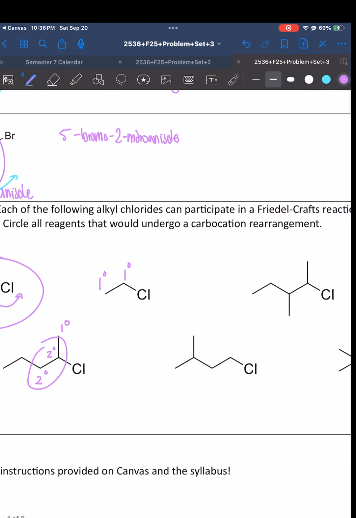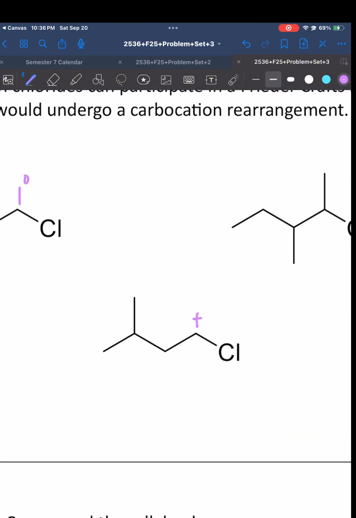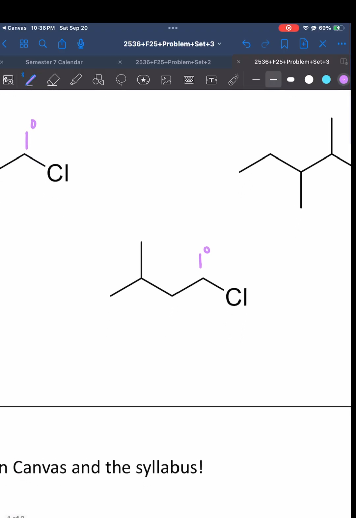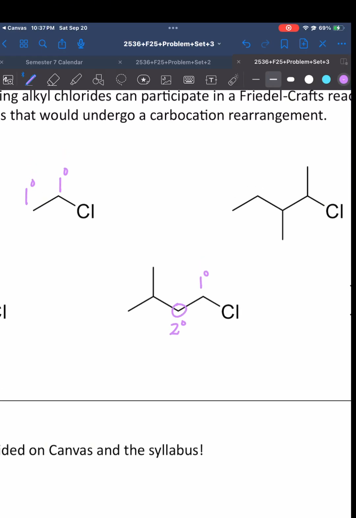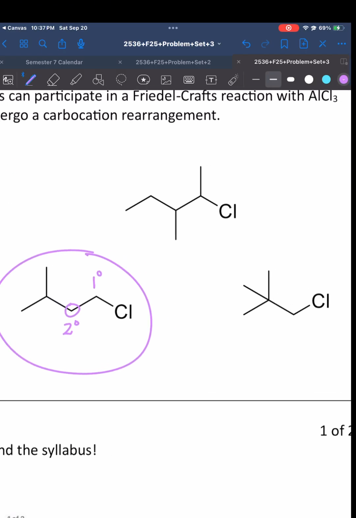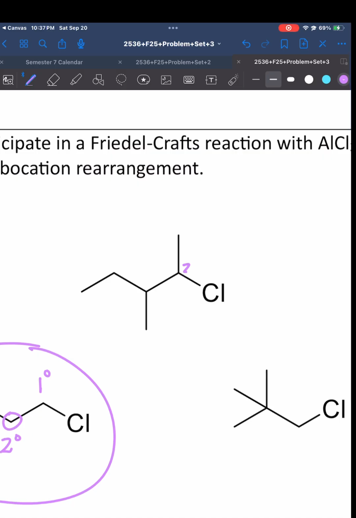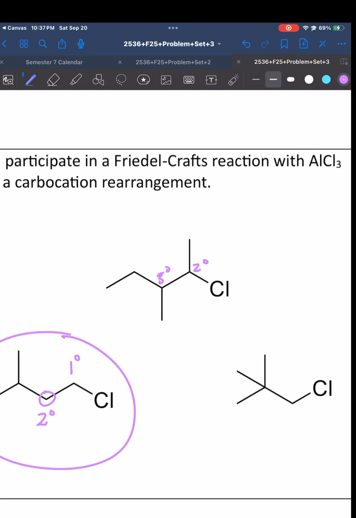Let's look at the one down here. Positive charge is going to land here. This is going to be a primary carbon, and the one right next door is secondary. So in this case, this is more stable, so this will rearrange. Let's look up here. This right here is secondary, and if we look right here, this is actually tertiary. So this will actually do rearrangement as well.